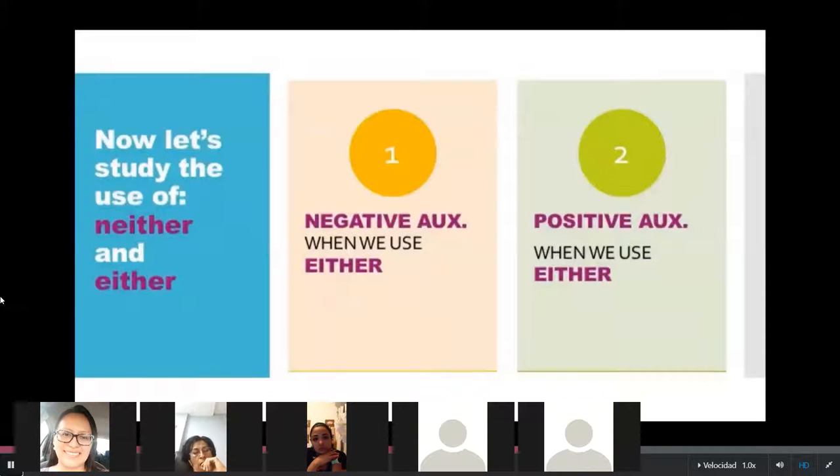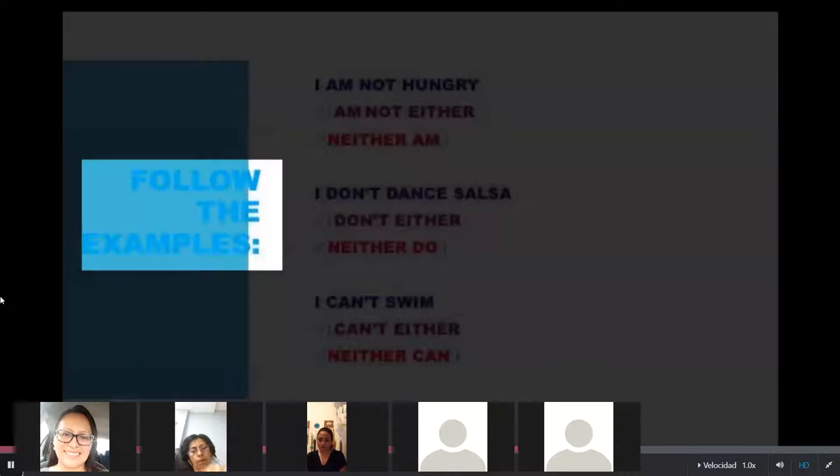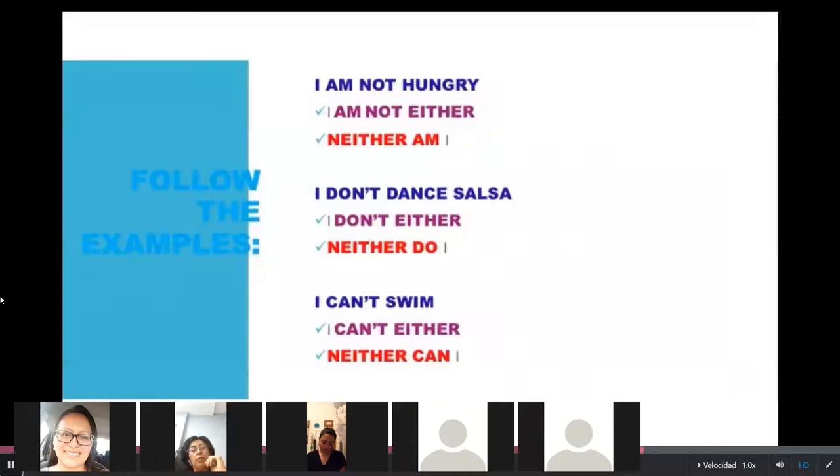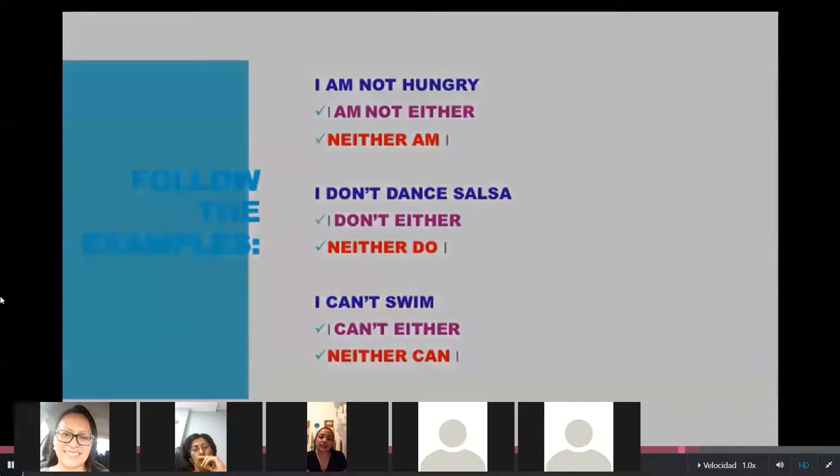Now let's study the use of neither and either. To show agreement with negative statements, we can use neither and either. We also use the auxiliary verb of the statement. We use the negative auxiliary with either, and the positive auxiliary with neither. Follow the examples. I am not hungry. I am not either. Neither am I. I don't dance salsa. I don't either. Neither do I. I can't swim. I can't either. Neither can I.